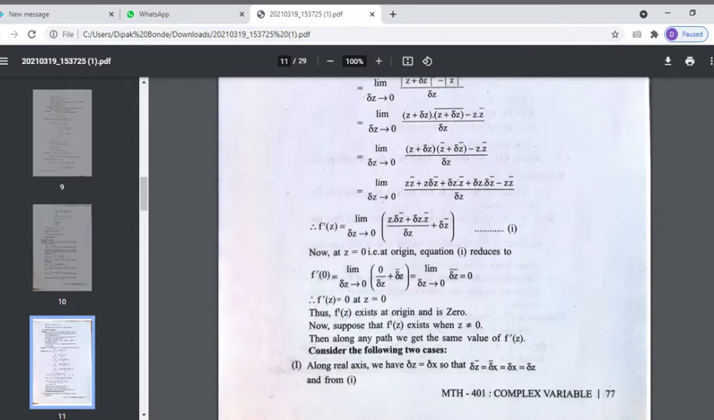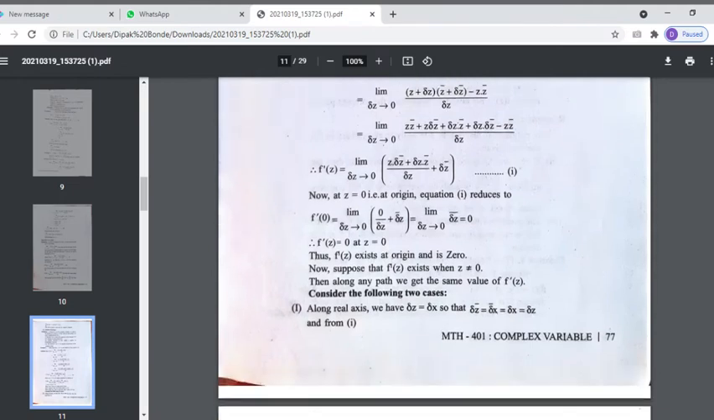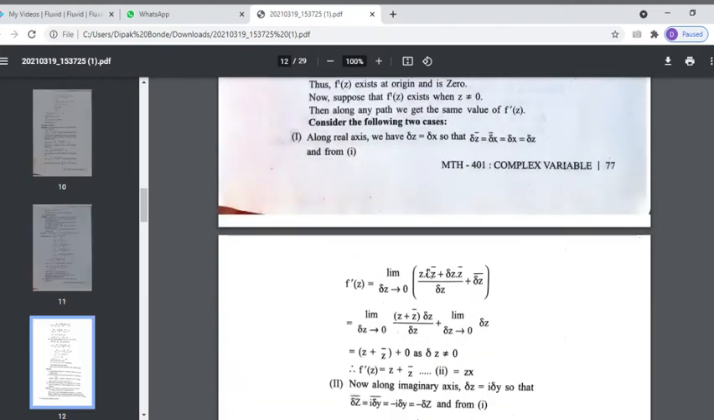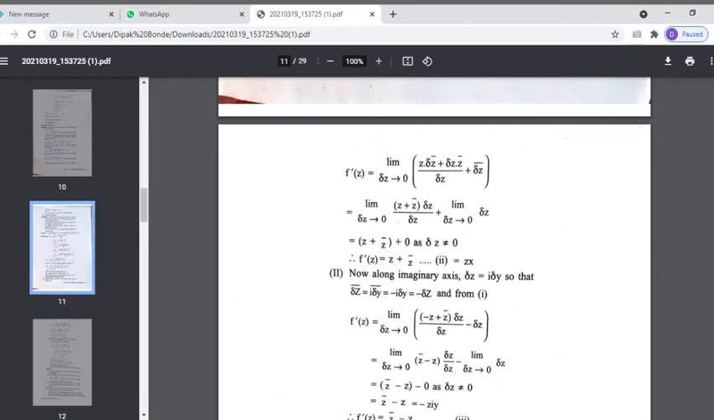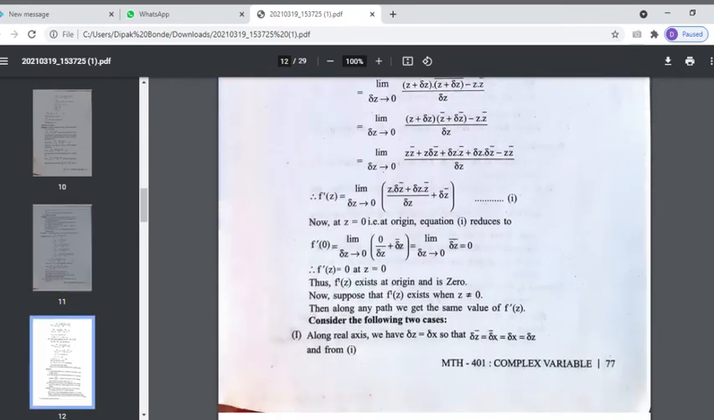So suppose that f dash z exists if z is not equal to 0. So along any path, we get the same value of f dash z. So consider the path along the real axis. So delta z is equal to delta x, so delta z bar is equal to delta x. So putting these values here, f dash z is nothing but limit delta z tends to 0, z into delta z bar plus delta z into z bar upon delta z, by using equation 1.